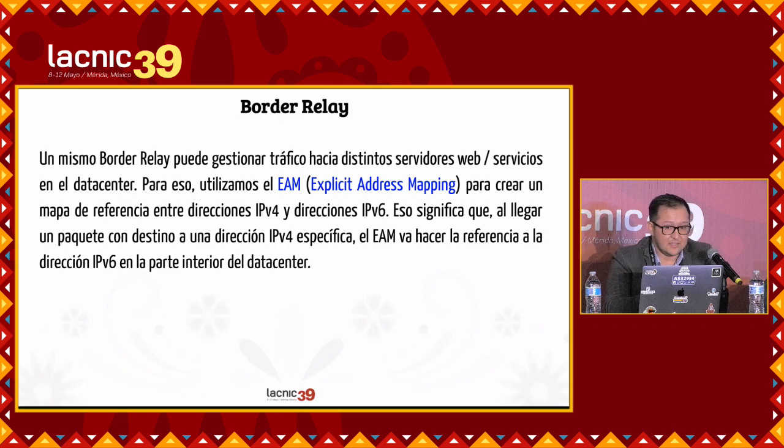So with that aim, we do EAM, which is explicit address mapping, an explicit mapping between IPv4 addresses and IPv6 addresses. In other words, when an IPv4 packet reaches specific IPv6 addresses, we are requesting opening port 80 or 443 for a given specific IPv4. So when that packet arrives, automatically a translation to IPv6 takes place, which is stateless. And that packet is forwarded internally at the data center so that the connection is generated from the IPv6 server and from the device that is being accessed in IPv4. It's totally transparent.